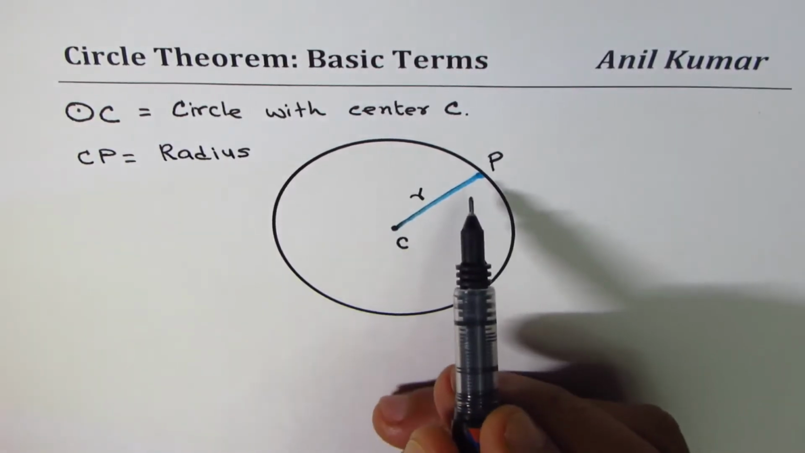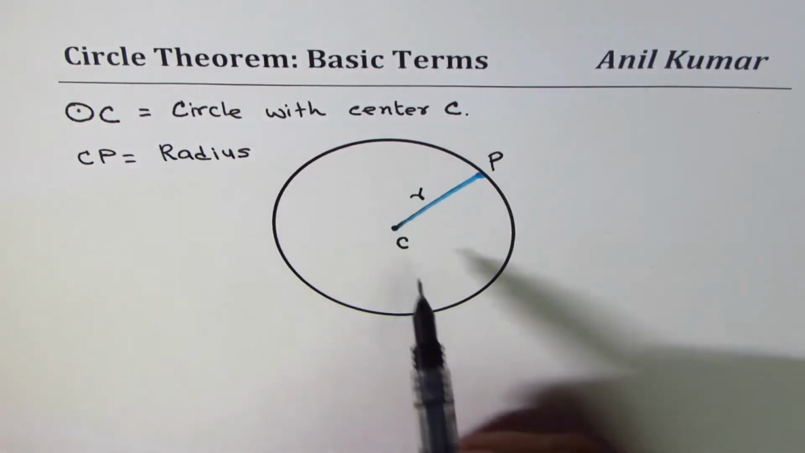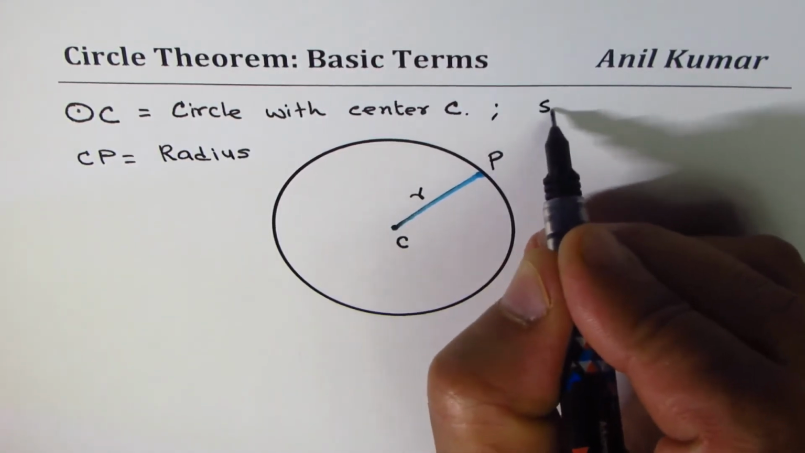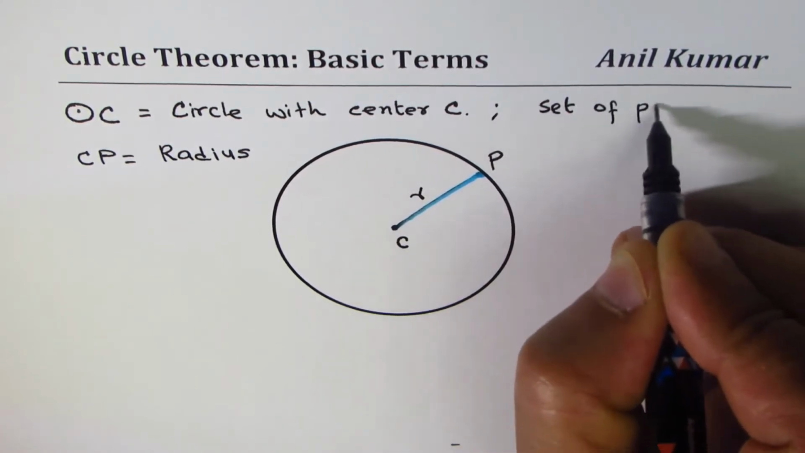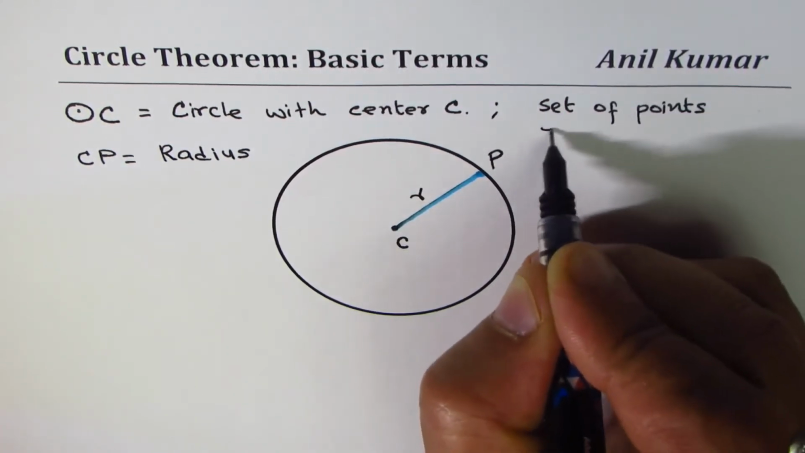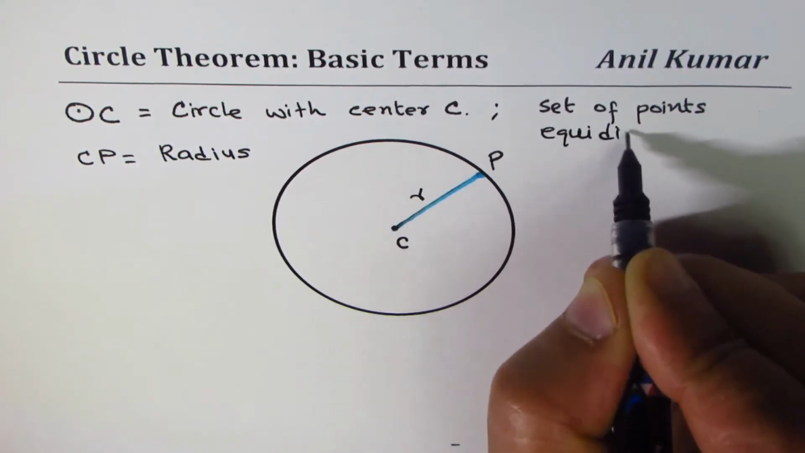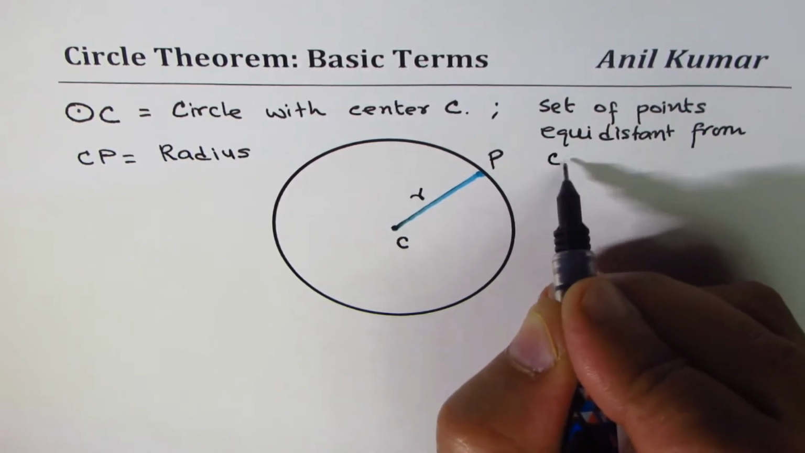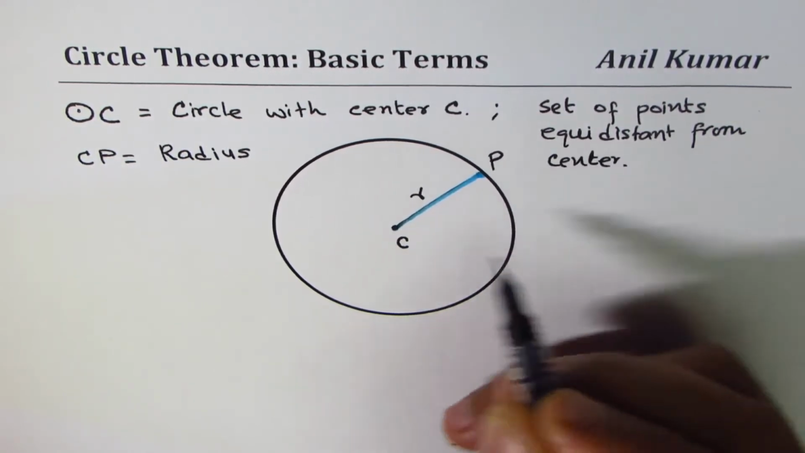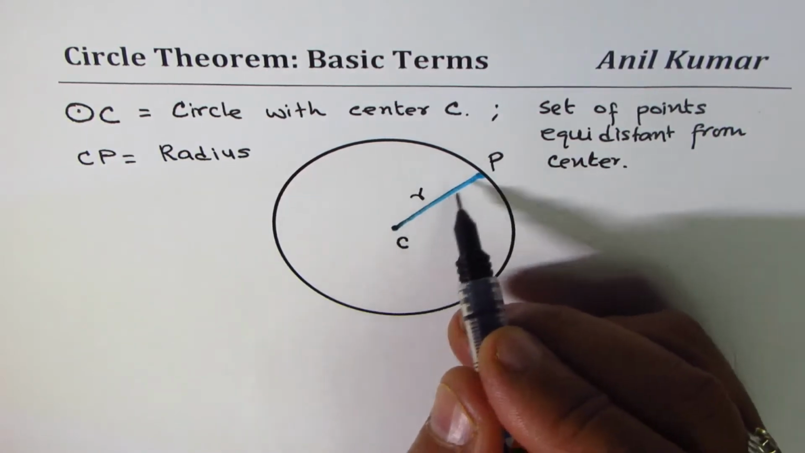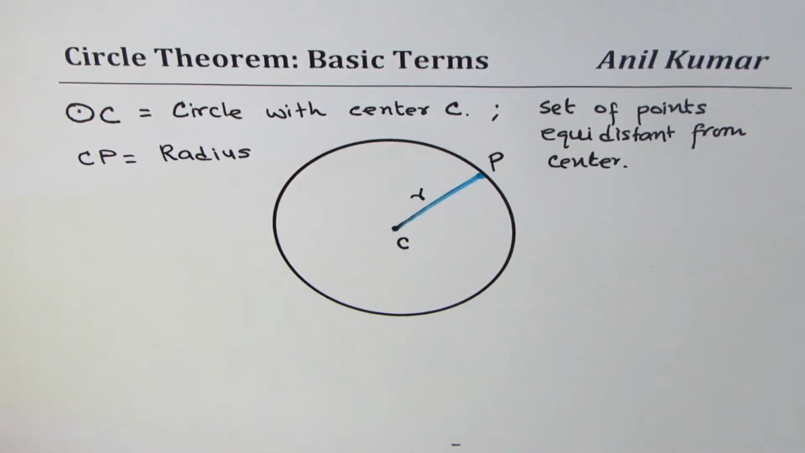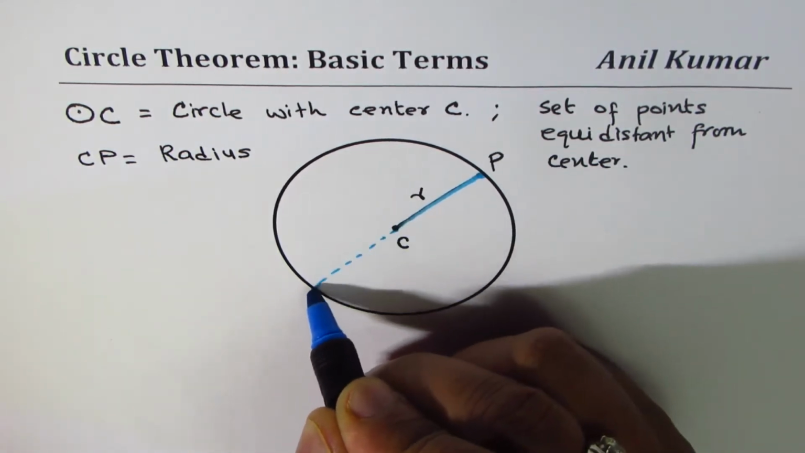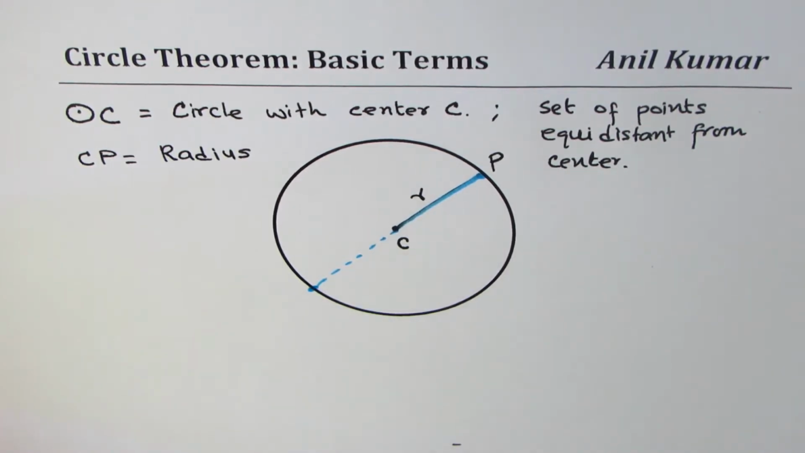So a circle is a set of points which are the same distance away from the center, right? That's how we define a circle, which is a set of points equidistant from the center. So the distance of every point is R, the radius. Perfect. Any radius, if we extend it to the other side, will again intersect the circle.